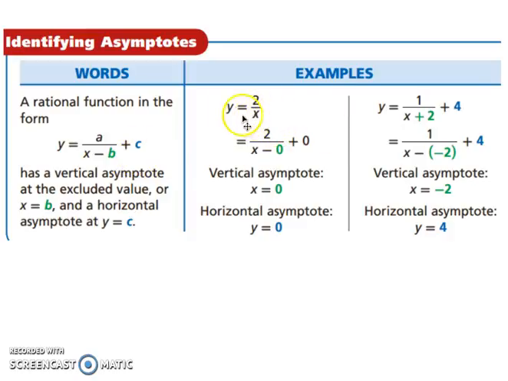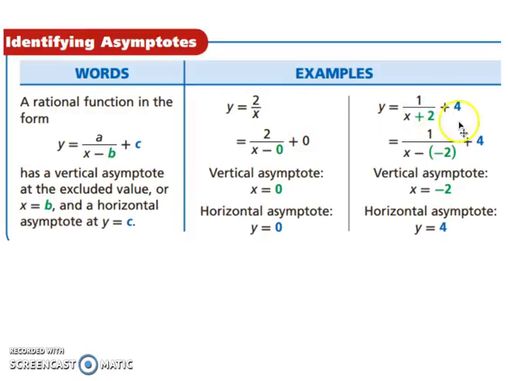So let's look at an example. You have y equals 2 divided by x. If you need to, you can add a couple zeros in there to make it a little easier to see. So you're going to have a vertical asymptote at 0, because that's what's going to make your denominator 0. And then you have a horizontal asymptote at plus 0, since there's nothing being added here.